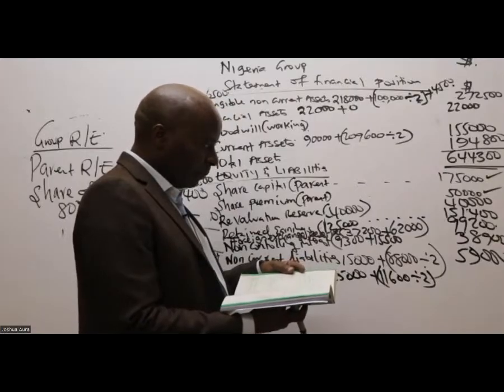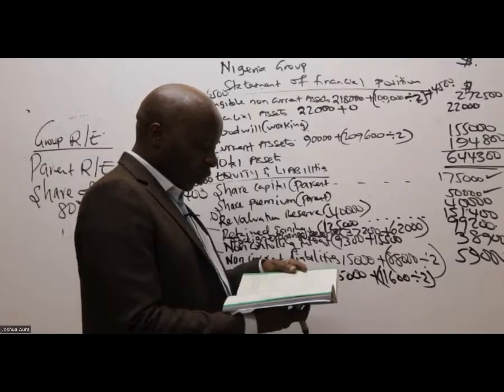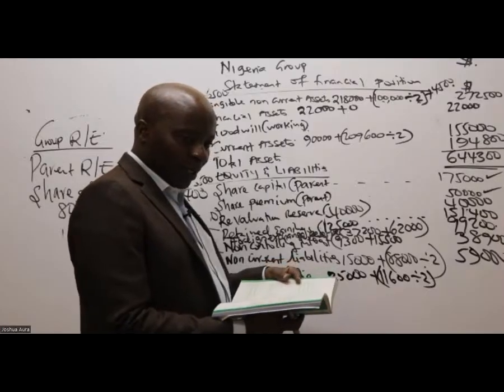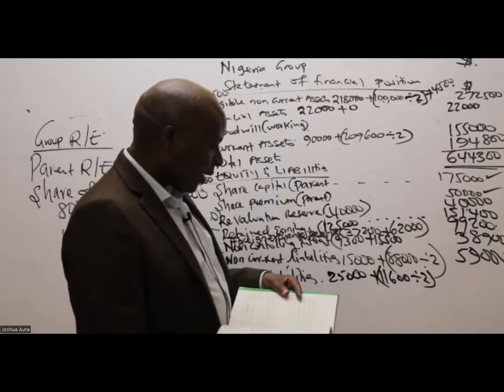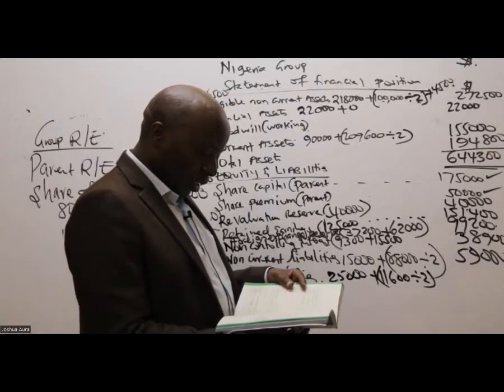What do we have there? Current liabilities. What do we have there? Somebody, current liabilities, 83,000.